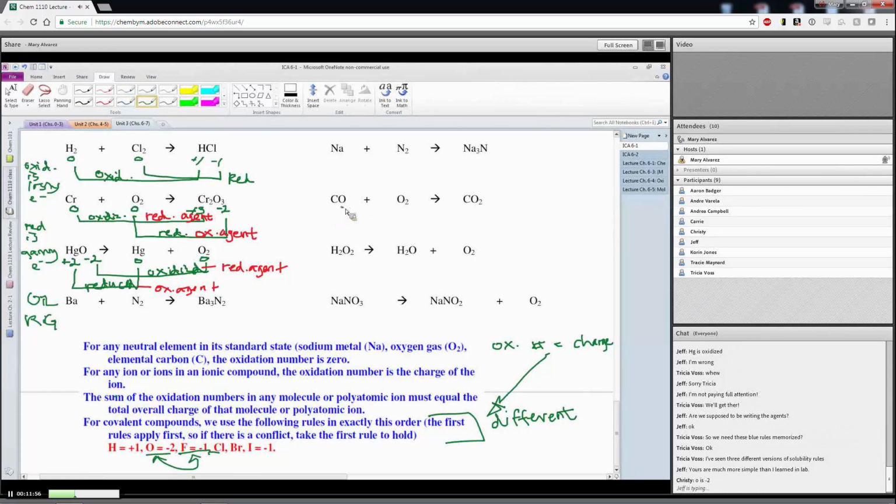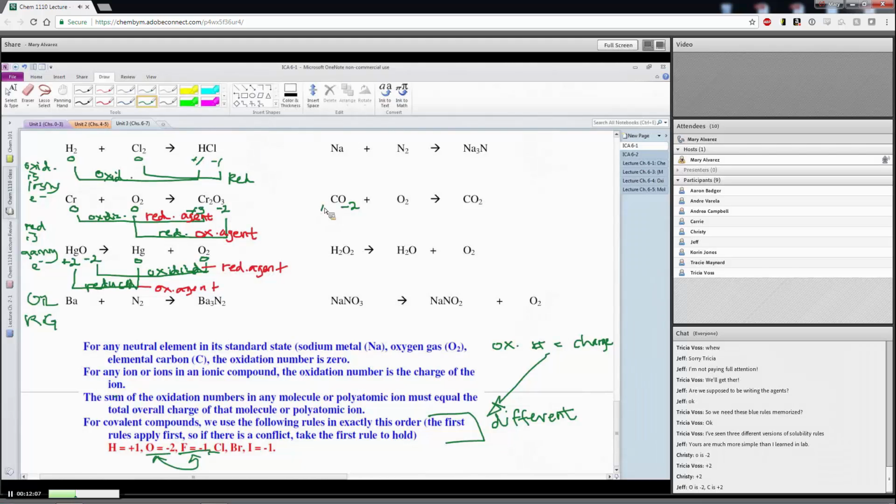Christy's right. Oxygen here is -2, which means that the carbon here must be what? +2, exactly. There's only 1 carbon and 1 oxygen. Total charge of that thing is 0, so it must be equal and opposite. What's the oxidation number on this oxygen atom here? 0, because it's elemental. Perfect.